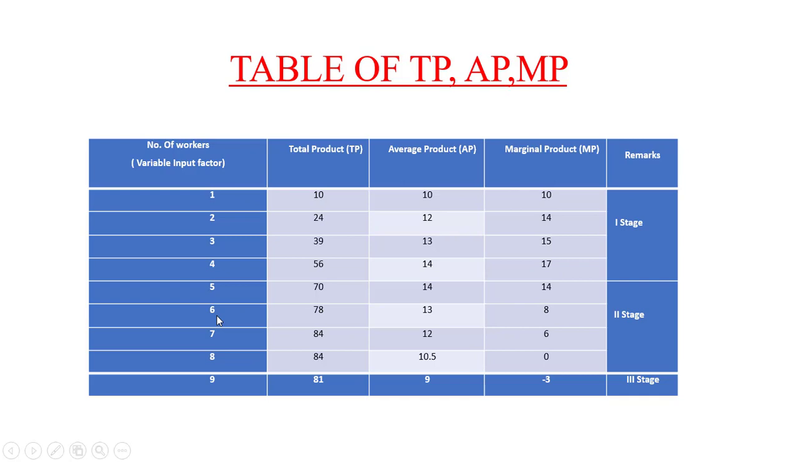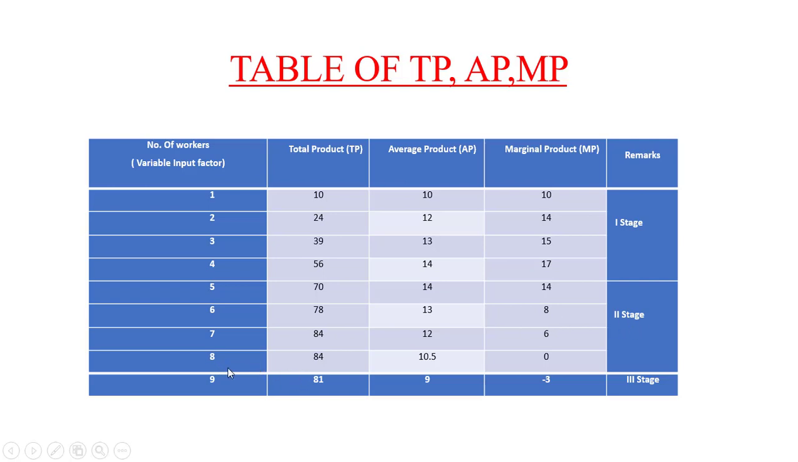Now when you employ the sixth worker, total product will always increase. Remember that total product is always increasing, and at this point the average product is decreasing and marginal product is also decreasing. So when total product is increasing but not so much, then average product tries to decrease, and marginal product also begins to decrease, then it is the second stage.